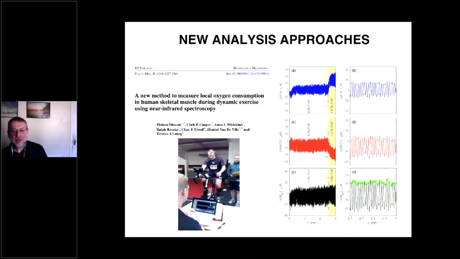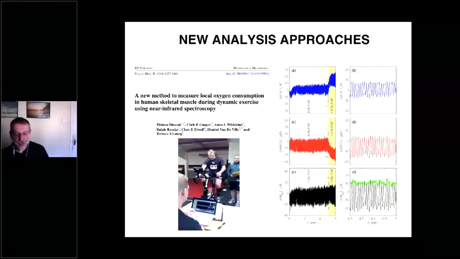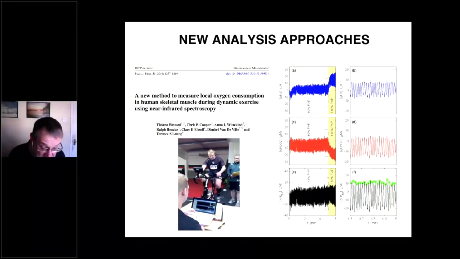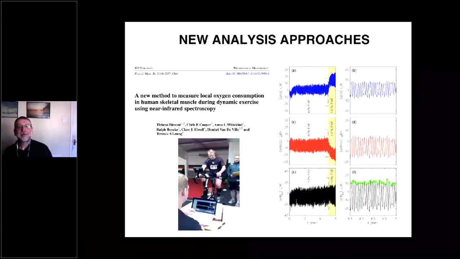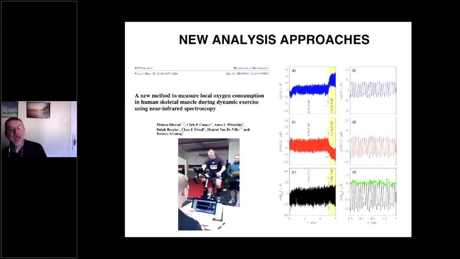So what we did about 10 years ago was we took advantage. If you look at a device when you're cycling, you should see with each revolution an oxygenation change and a total hemoglobin change. And we were able to use that data to interpret how much oxygen was being consumed by the tissue. It was a really interesting paper, but actually, in the end, we couldn't get it to work for individuals.